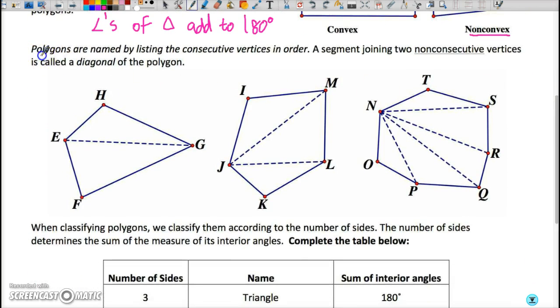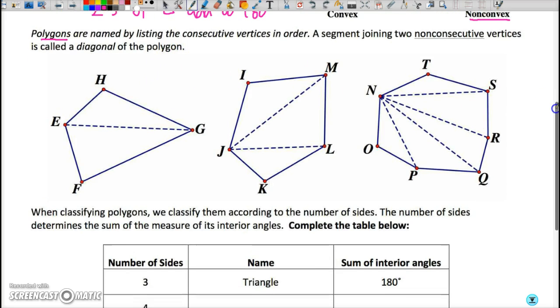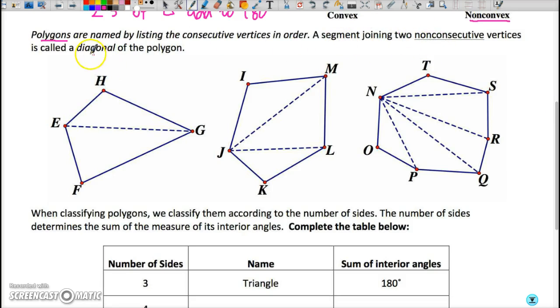Okay, so polygons, as you can see here, are named by listing their vertices, so consecutive vertices in order. So we could name this quadrilateral HGFE, for instance, and we have a new definition called a diagonal. A diagonal joins non-consecutive vertices of a polygon. So of course, if E were to join to H, those are consecutive vertices, and segment EH would not be a diagonal. It would in fact be a side of the quadrilateral.